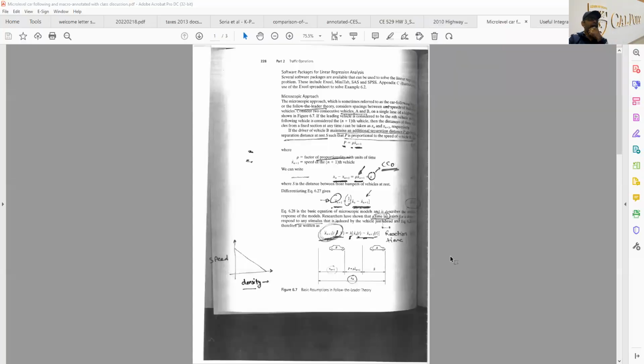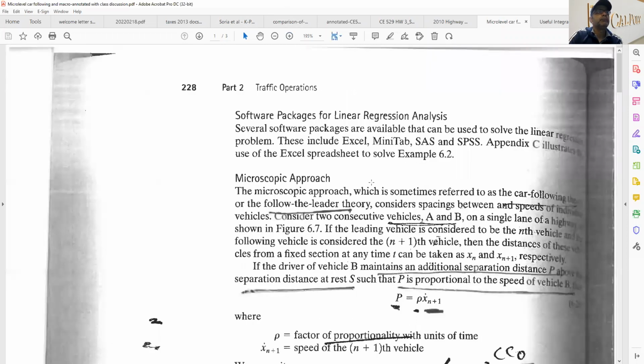Okay, welcome back. I am talking about the sheet that we annotated in the class, and I want to zoom in on this PDF sheet a little bit further so you all can see it. What we are trying to do here is think about the microscopic behavior of individual vehicles as they follow the leader in traffic. And this is called the car following theory, or the follow the leader theory. It considers spacing and speeds of individual vehicles.